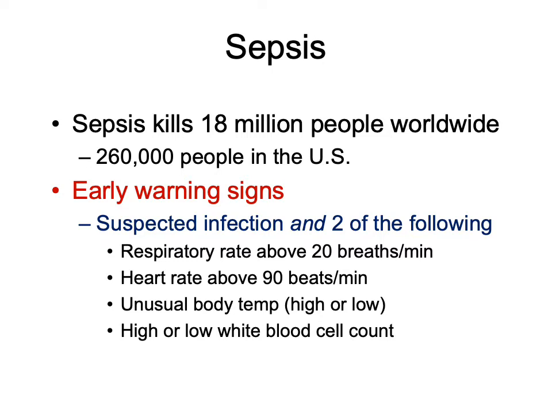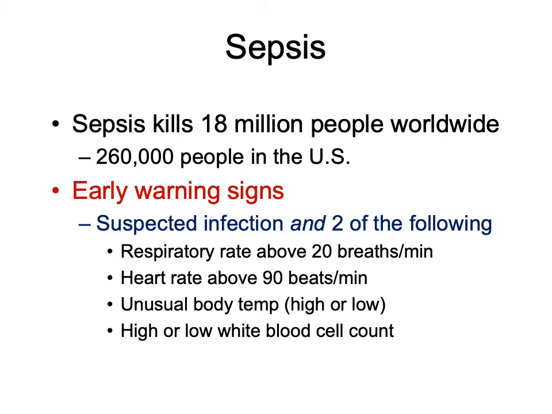Sepsis kills an estimated 18 million people worldwide every year, and it is approximated that 260,000 people die in the U.S. every year from sepsis. When someone comes in with a suspected infection of some type, we may not yet know what that infection is or what is causing it. But if we suspect an infection and we see two of the following signs, we must be looking for these early warning signs to prevent sepsis from occurring. We do not want severe sepsis to occur, and we definitely do not want it to progress to septic shock.